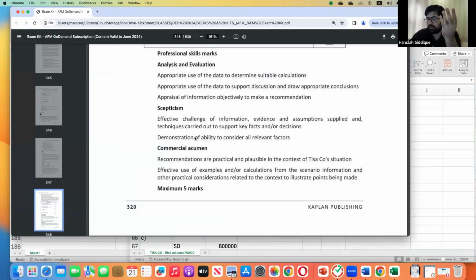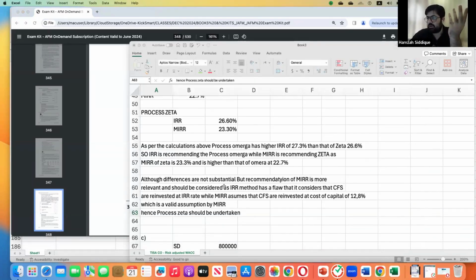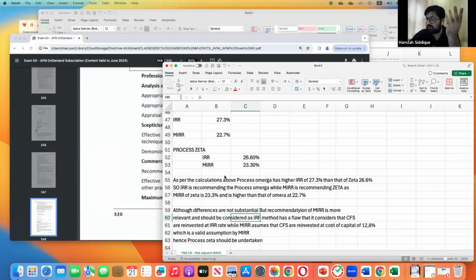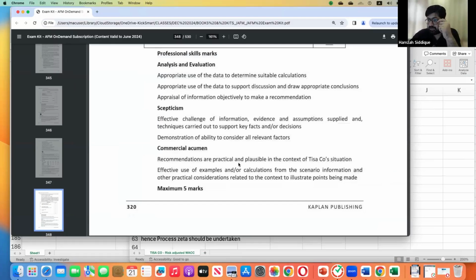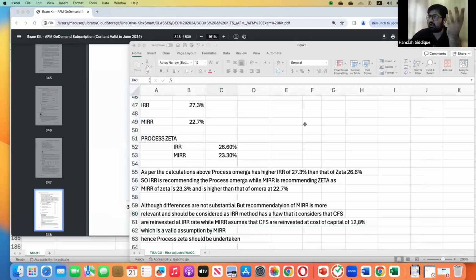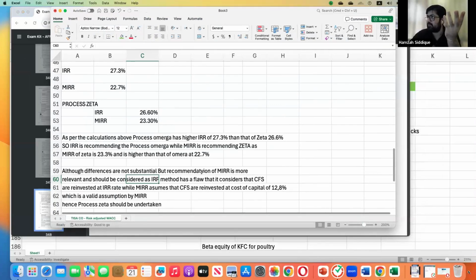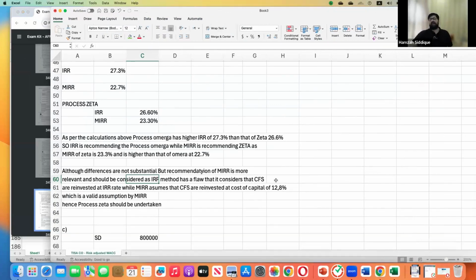Okay. Now, ability to consider all relevant factors. Just like that, we considered here IRR has flaws. This factor we considered. Recommendations are practical and plausible in the context of the company. Effective use of example and calculation. Yes. So nothing is rocket science here. We have done the same. Okay, students. So that's it for today.